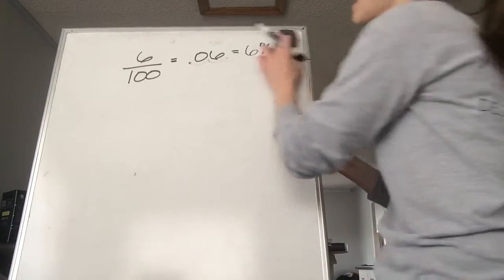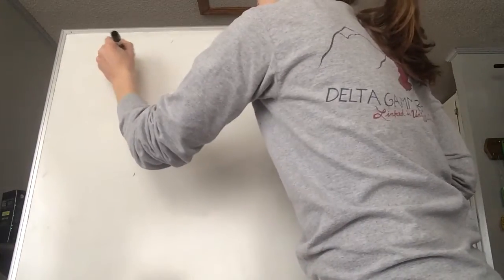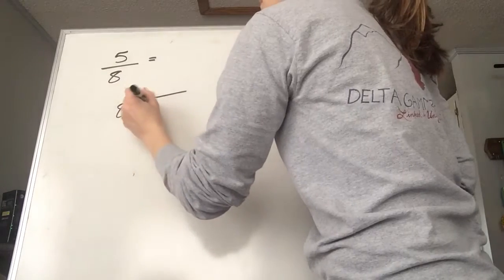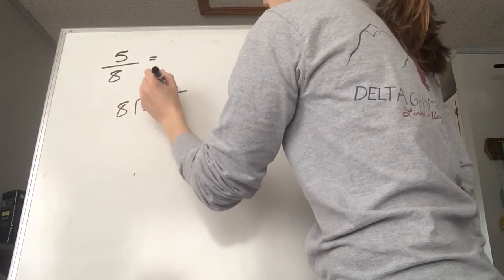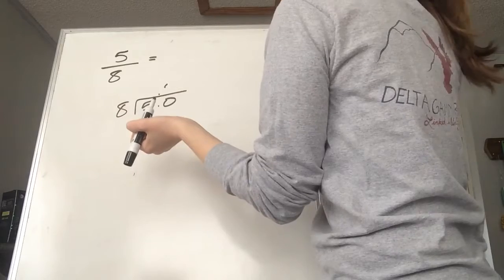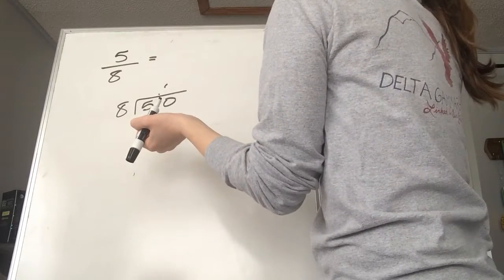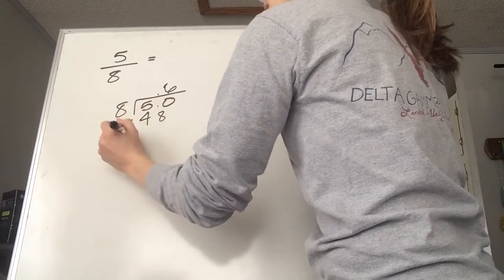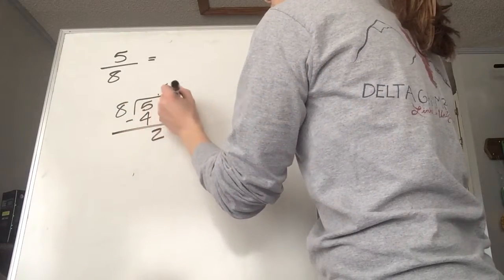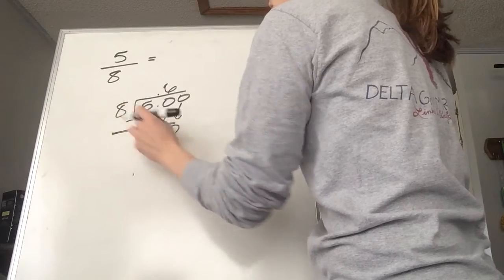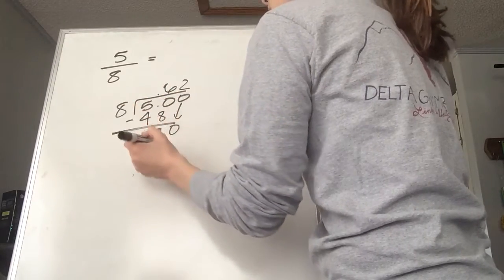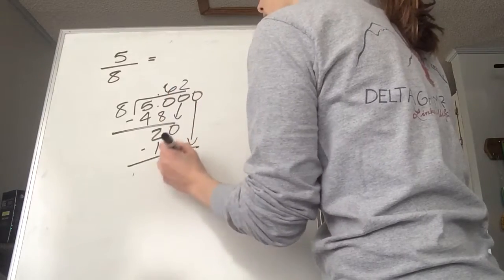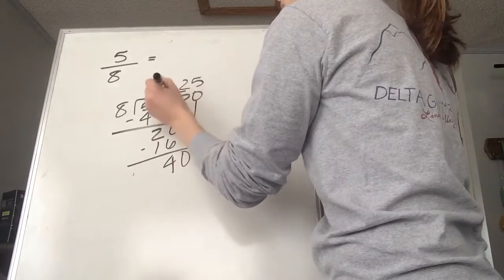Okay, 5/8. So 8 will go into 5. Then add a decimal. 8 goes into 50 6 times. That gives us 48. So we have a remainder of 2. Bring down our 0. 8 goes into 20 2 times. 2 times 8 is 16. Remainder of 4. Add another 0. 8 goes into 40 5 times.